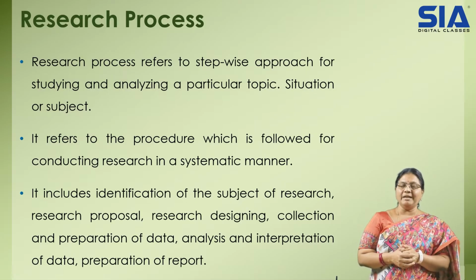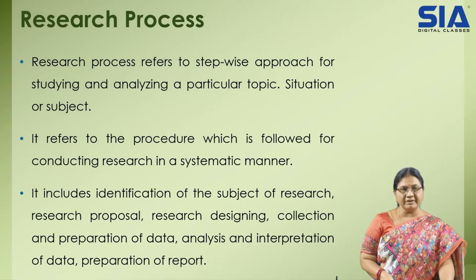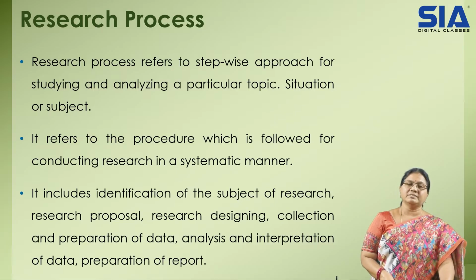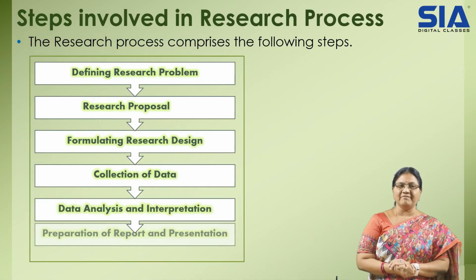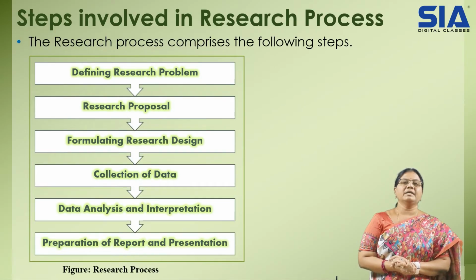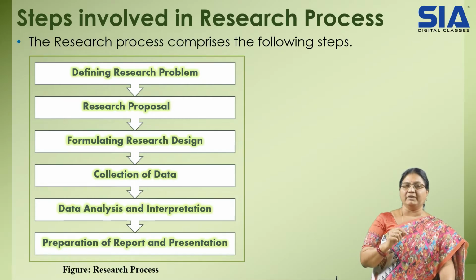So let us understand what procedure we have to follow for conducting a research. Here we can see it includes identification of the subject of research, research proposal, research design. Let us see the steps for the research process. These are the steps: defining the research problem, research proposal, formulating the research design, collection of data, data analysis and interpretation, preparation of report and presentation. Let us look into these steps one by one in depth.